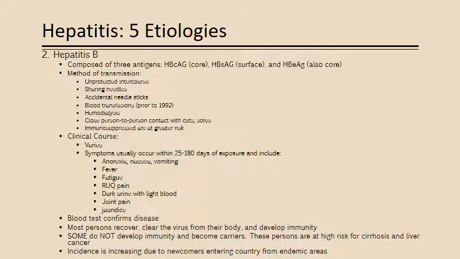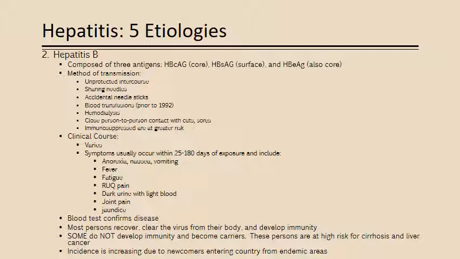Hepatitis B is composed of 3 antigens. That's the hepatitis C antigen, hepatitis S antigen, and hepatitis E antigen. That's the core, surface, and another core antigens. You don't need to know all those. We always call it hepatitis HBsAg. That's the one I always call it when I'm ordering it. It would always be the hepatitis surface antigen. But there are 3 antigens in there.